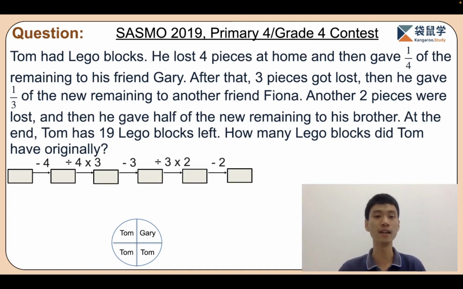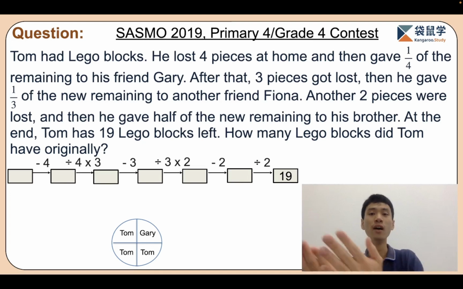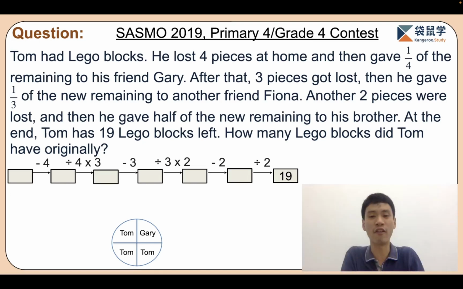And then finally, it says he gave half of the new remaining to his brother. And so, if he kept half, we would simply divide by 2 to get 19 Lego blocks left. Now, all we have to do is, one by one, work backwards from right to left. So, the first one, we work backwards, dividing by 2. So now we multiply by 2 to get 38. We work backwards subtracting 2, so we add 2 to get 40.